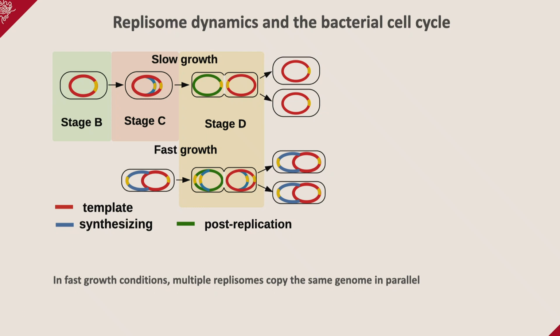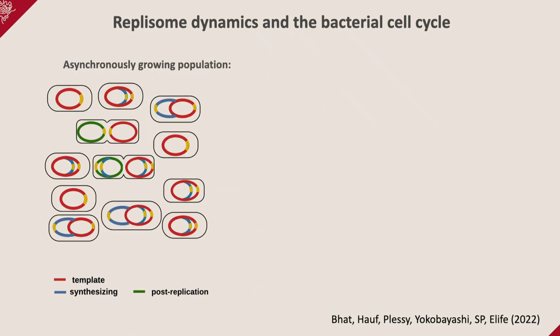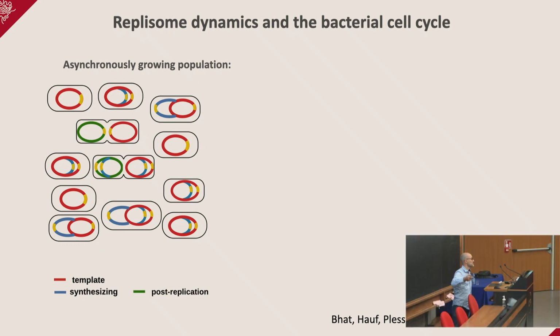So what we did is to say, okay, if you have a growing population, you will find cells at different stages in their cell cycle. They will contain a different number of genomes. I always use this color coding: red is the template, blue is the replicating genomes, and green is the post-replication genome. Again, there will be all these possible complicated configurations. So what we want to do is ignore cells, just look at the genomes, and think about what happens at an ensemble level.